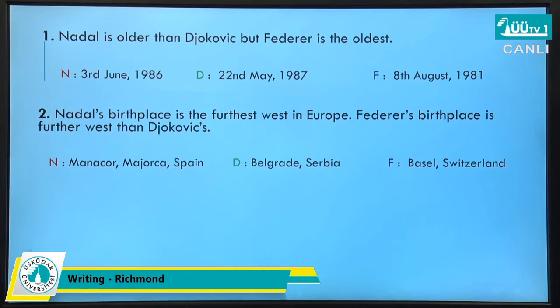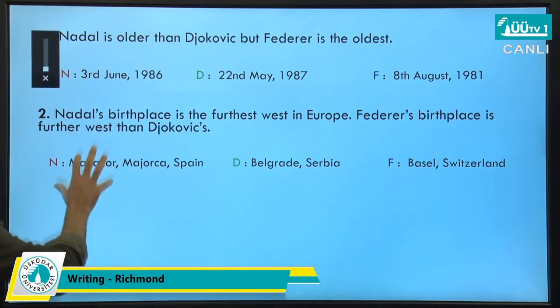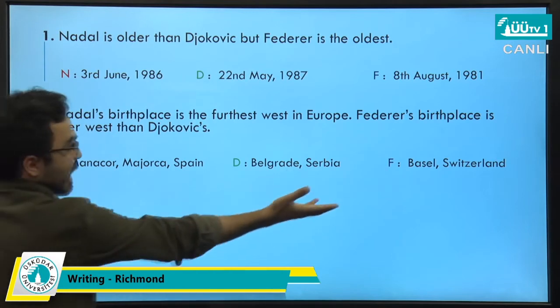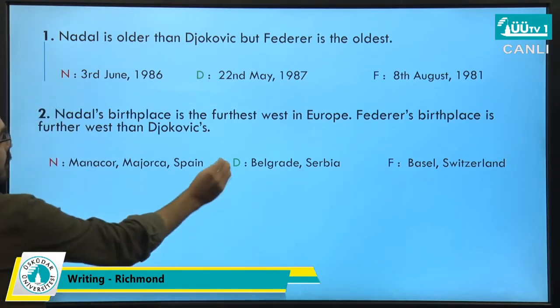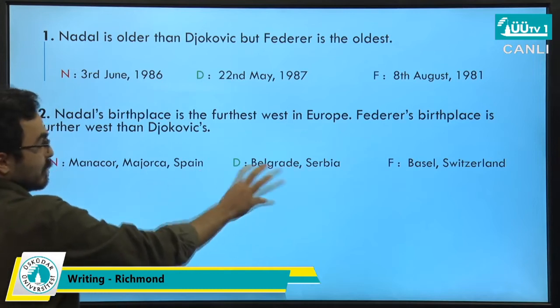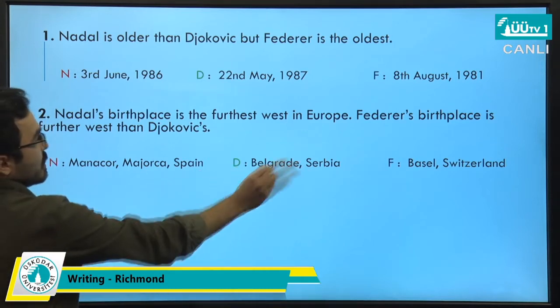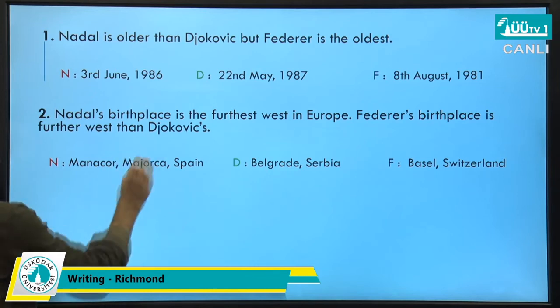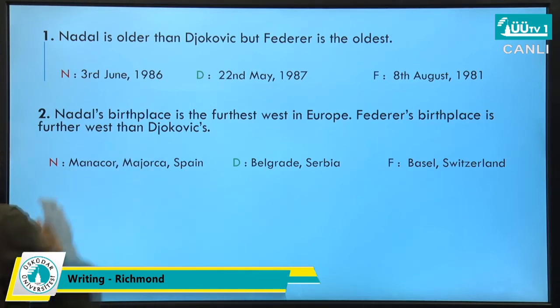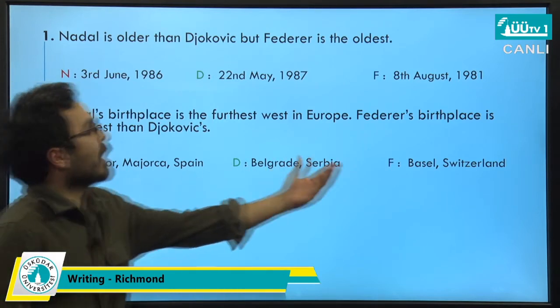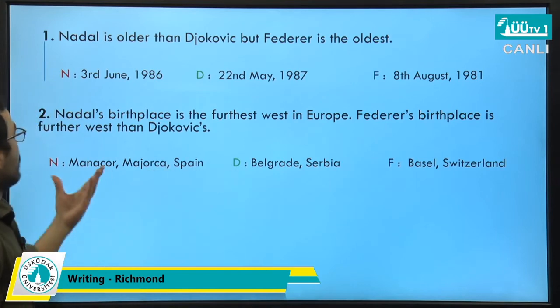And Nadal's birthplace is the furthest west in Europe, right, furthest west in Europe. Federer's birthplace is further west than Djokovic. Here Nadal is compared with all the other tennis players, right, like compared among these two players, Djokovic and Federer. So Nadal's birthplace is the furthest west in Europe, right? This is the superlative. Federer's birthplace is further west than Djokovic. Here I am comparing Federer with Djokovic, right?